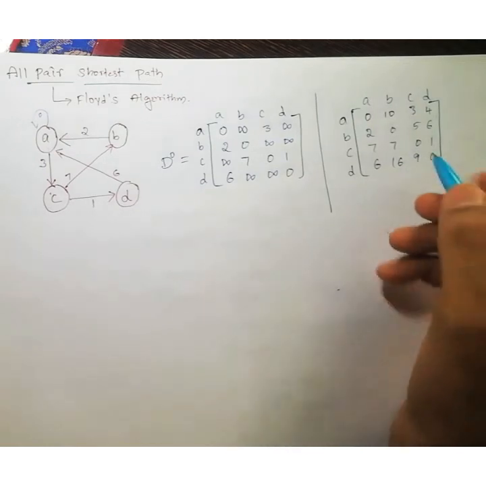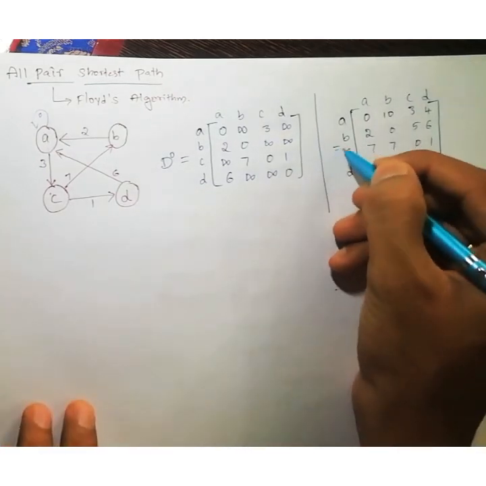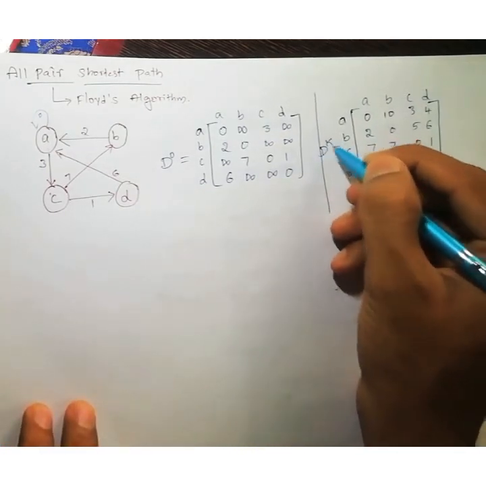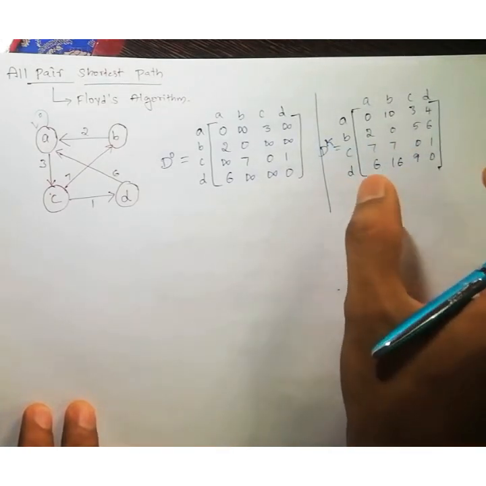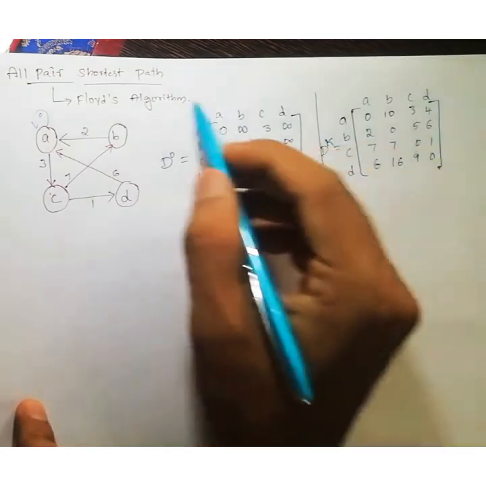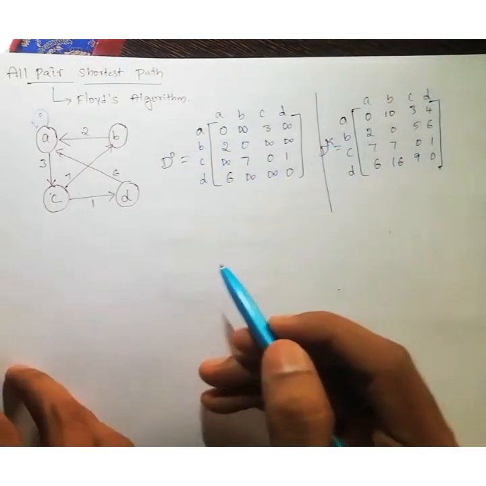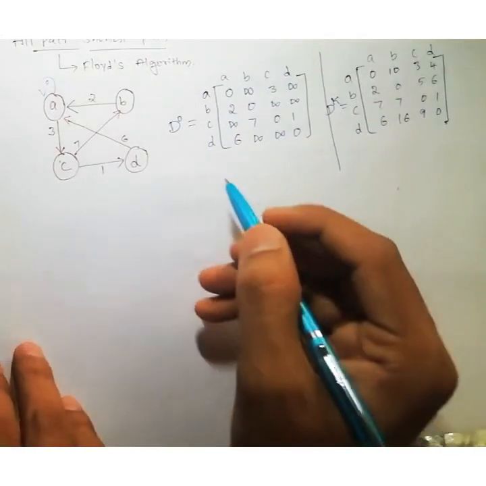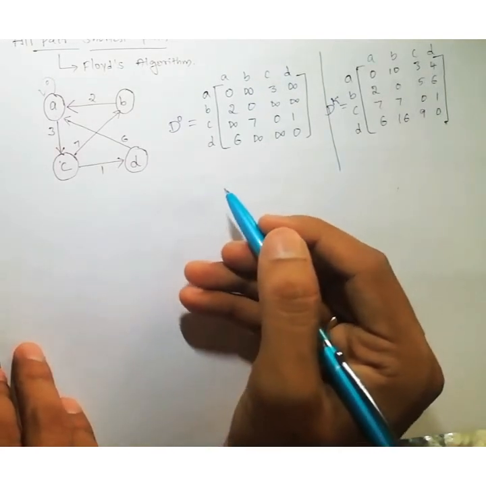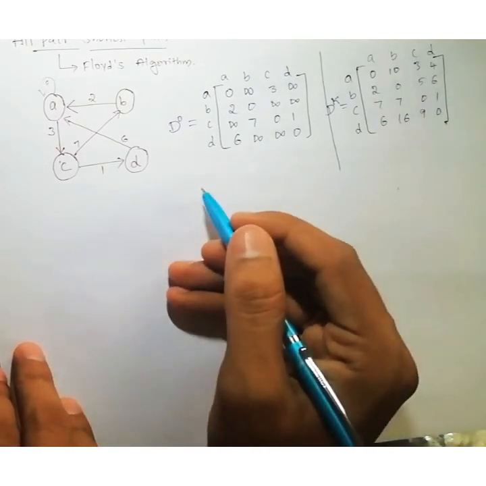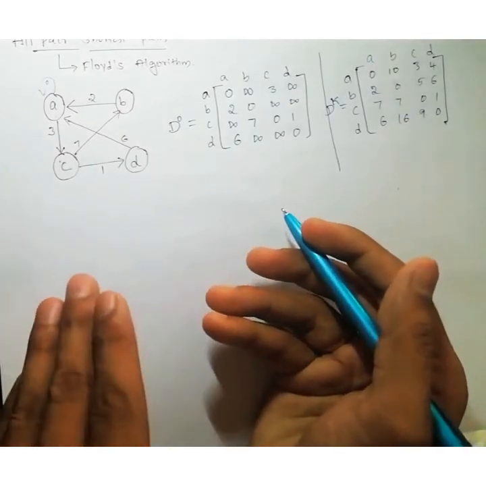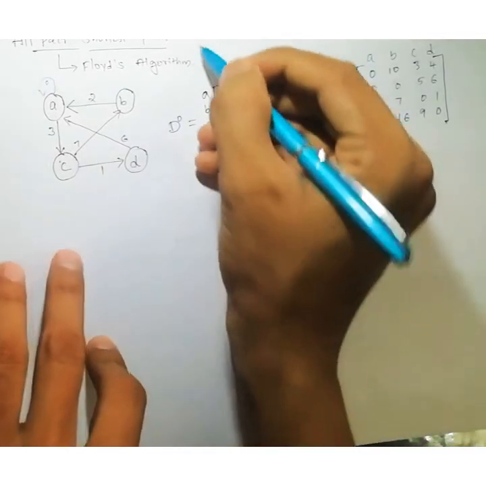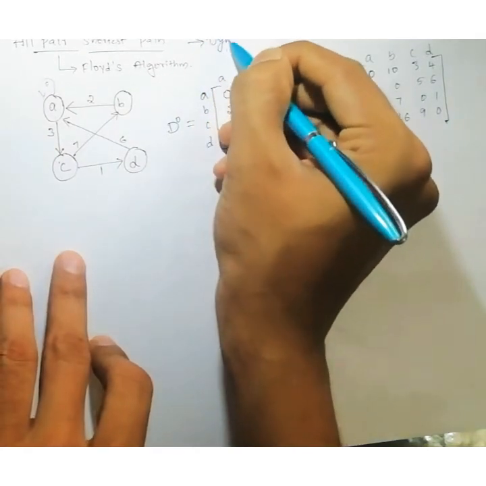Okay, so this is your final matrix, and I can name it Dk, some value. And how we can achieve this matrix by using Floyd's algorithm we will discuss step by step now, by considering each and every vertex as an intermediate vertex in each step. So we are taking a decision in each step. That's why we are using a dynamic approach here, that is dynamic programming.